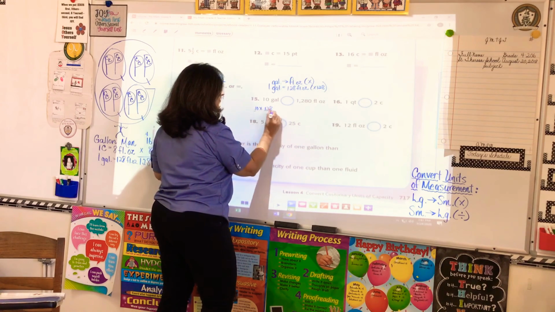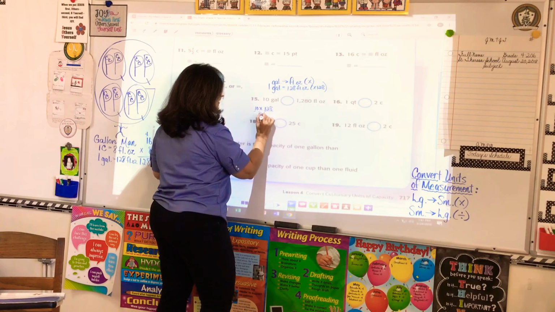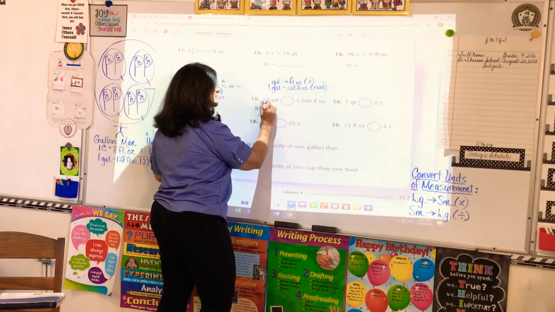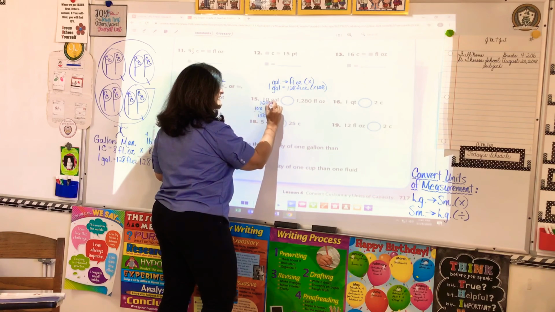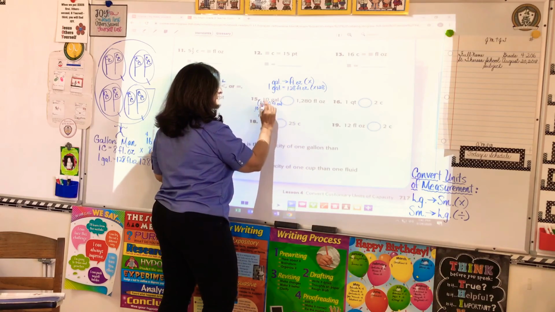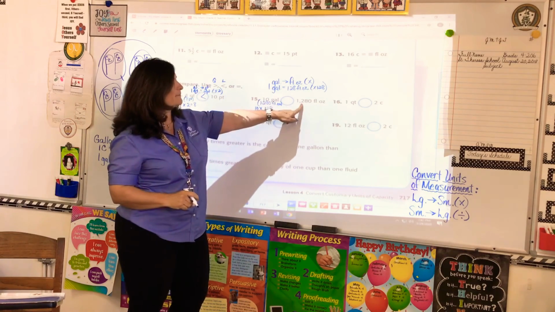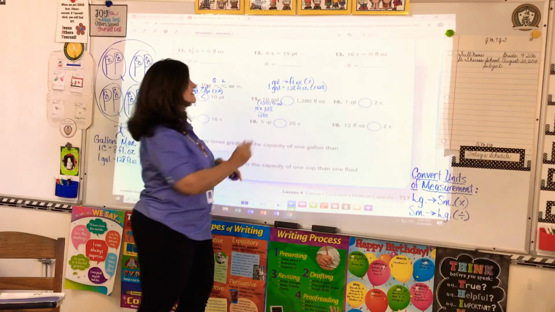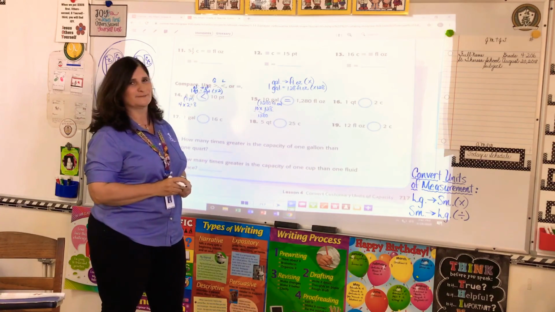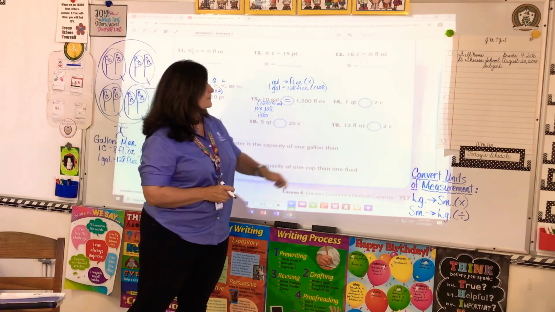Okay, 1 times 128, 128, tack on that 0. Therefore, 10 gallons is the same as 1,280 fluid ounces. Okay, these are the same measurement. Look what happens here. So 10 gallons equals 1,280 fluid ounces. Okay, I'm going to do one more with you.